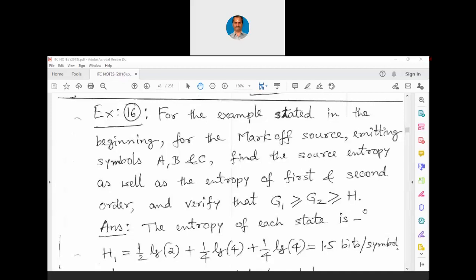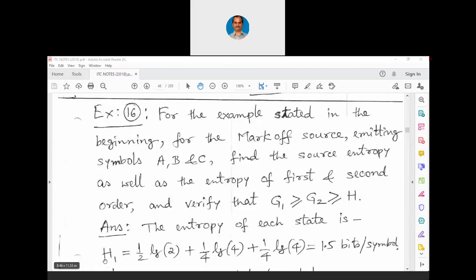So based on this, we always come to a conclusion that when statistically dependent symbols are present in an information source, it is better to send larger sequences so that our information rate can be reduced. That is the idea. So in this exercise, he is asking us to prove that G1 is greater than or equal to G2 and G2 is greater than or equal to H. H is the source entropy as such. Now let us try to solve this problem.